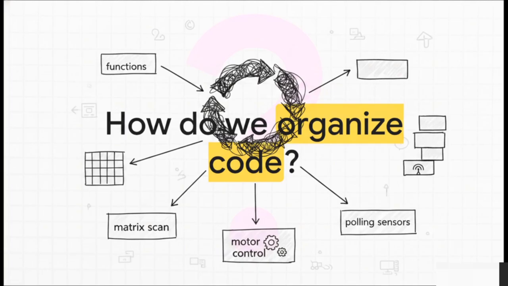So we've successfully given our CPU the ultimate superpower. We can scan matrices, control motors, and poll sensors endlessly. But this brings up a pretty massive new challenge. As our programs grow to hundreds or thousands of lines of repeating tasks, how on earth do we organize all this code so it doesn't turn into a tangled, unreadable mess? How do we take these powerful loops and package them into neat, reusable building blocks?